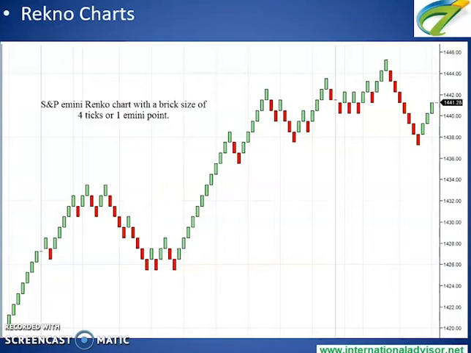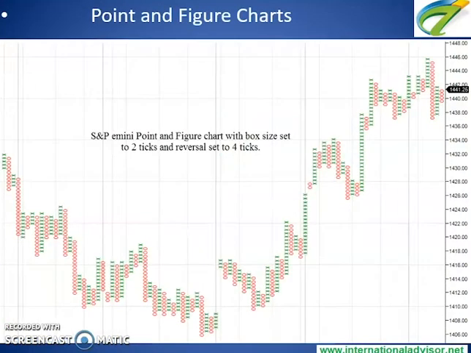Likewise, there are some other charts. Renko bars. At this stage you just want to be familiar with these, because if we go into details it will be a very long video. But obviously you can find all these in detail in my other videos. Point and figure charts.